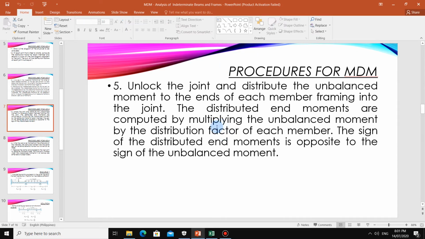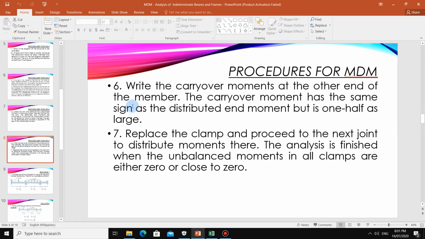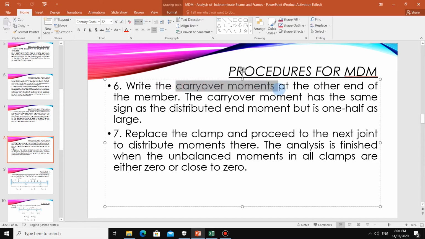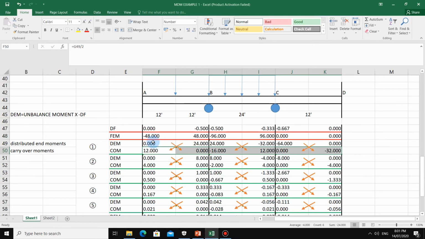I think okay na ni guys, procedure 5, katong sa DEM. I think procedure 6. Okay, kani guys. So write the carry over moments at the other end. Okay, at the other end of the member. So pareha na guys, kung naka ni moment dari ni AB, kailangan na ipasa nimo dito kay B.